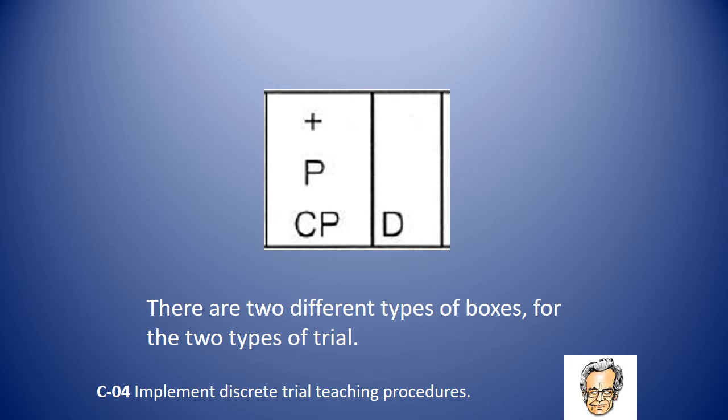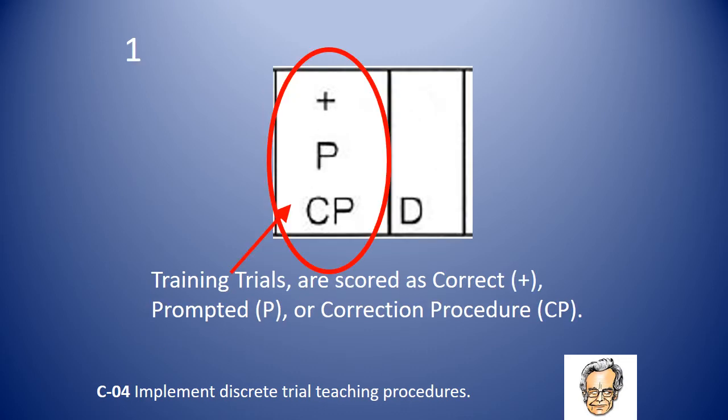There are 2 different types of boxes for the 2 types of trial. The plus, P, and CP is your target trial, and D stands for distractors. Any items that we're going to use that's not the target item. Training trials are scored as either correct, prompted, or a CP, a correction procedure.